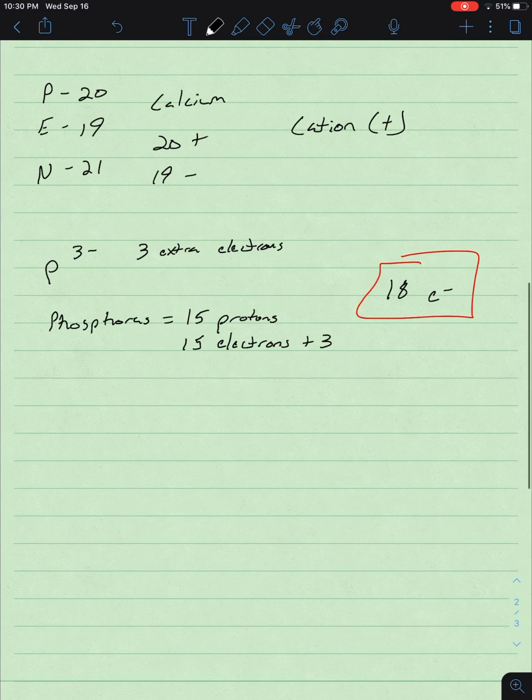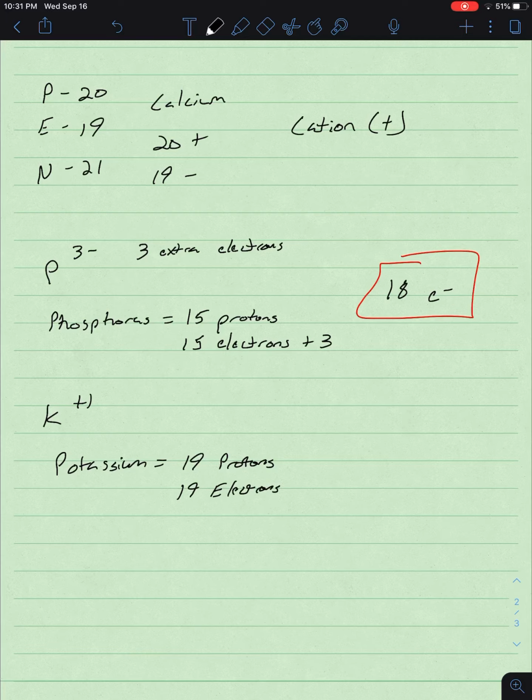So let's do another example. I have K plus 1. This K is potassium, which you would find on the periodic table. Potassium has 19 protons. In a neutral potassium, you would have 19 electrons. But this is not neutral. I have a slightly more positive charge to this. So that means I'm missing 1 electron.